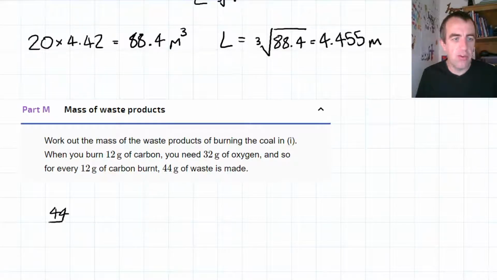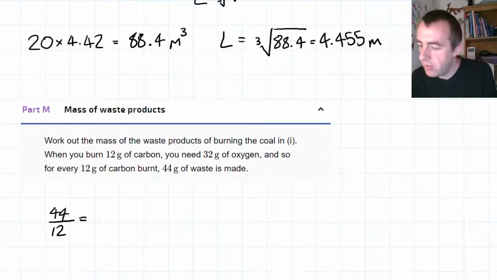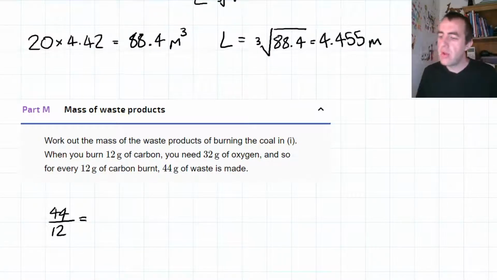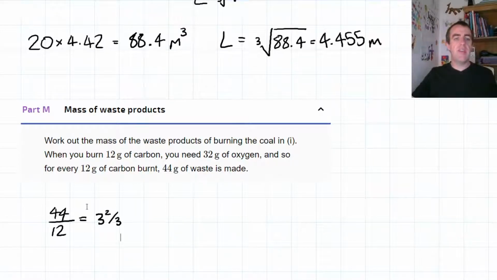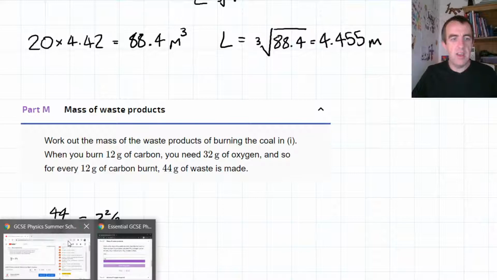So what's the proportion of waste to burnt fuel? 44 divided by 12. So 3.67, or 3 2/3, and I'll write this as a rational number. So 3 2/3, that is the factor, the change in the waste compared to the fuel. So work out the mass of waste products burning coal in I.